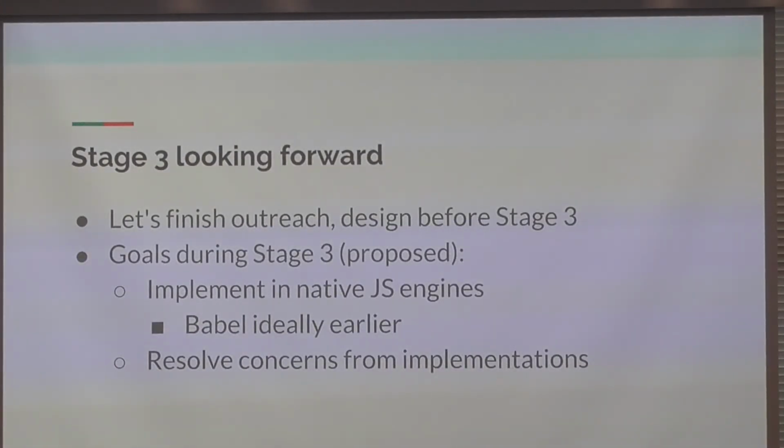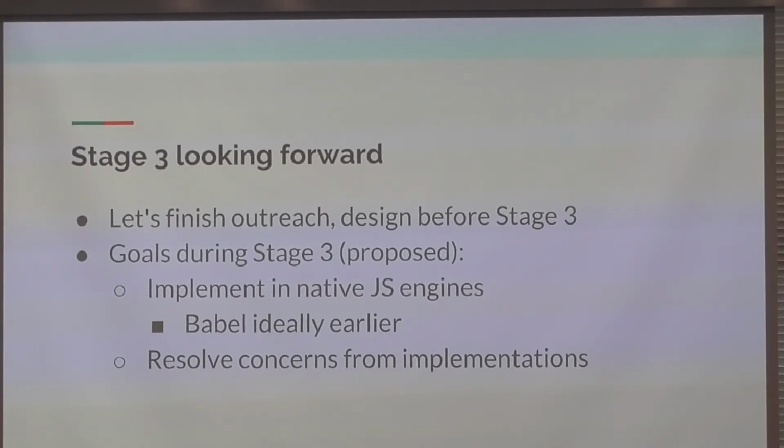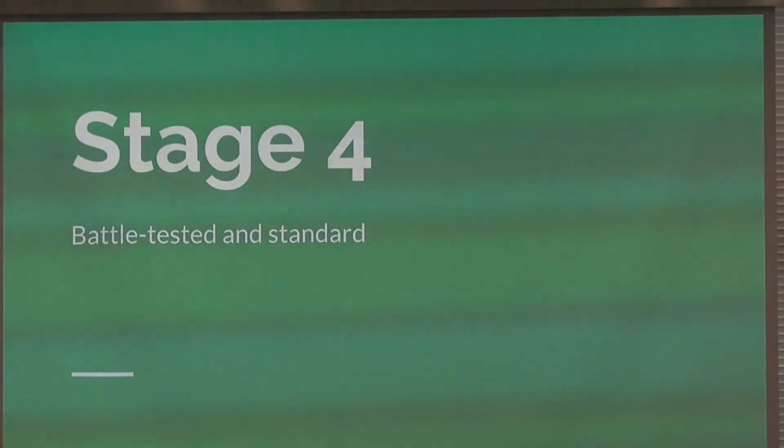But going forward with stage 3, I'd really like to try to complete as much outreach and design work as possible before stage 3. I'd really like to resolve as many issues as possible before. And then during stage 3, we can really pass this off to be implemented in native JavaScript engines. With things like Babel, they can be implemented at earlier stages, and those are good places to investigate experimenting. And then during stage 3, we can resolve concerns that come just from implementations rather than design concerns.